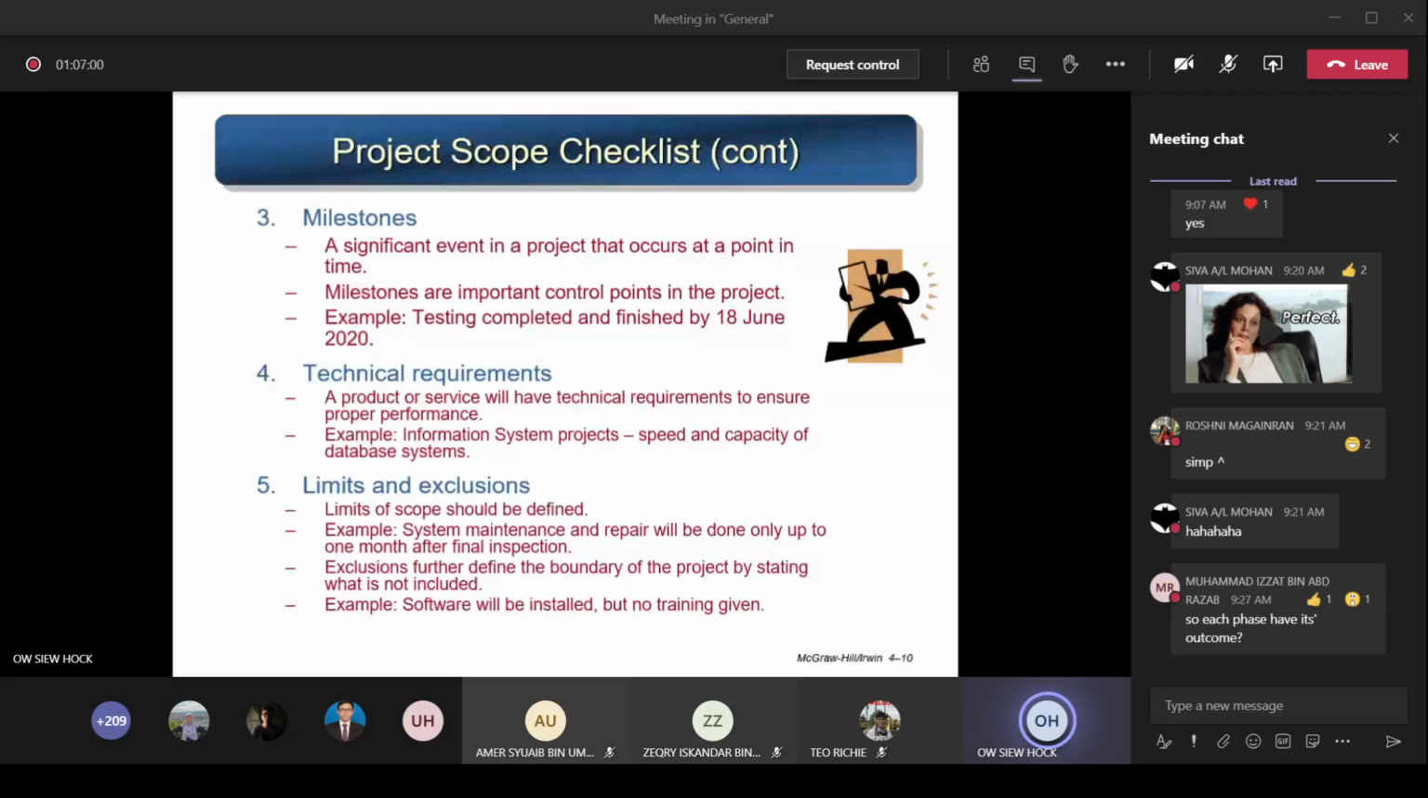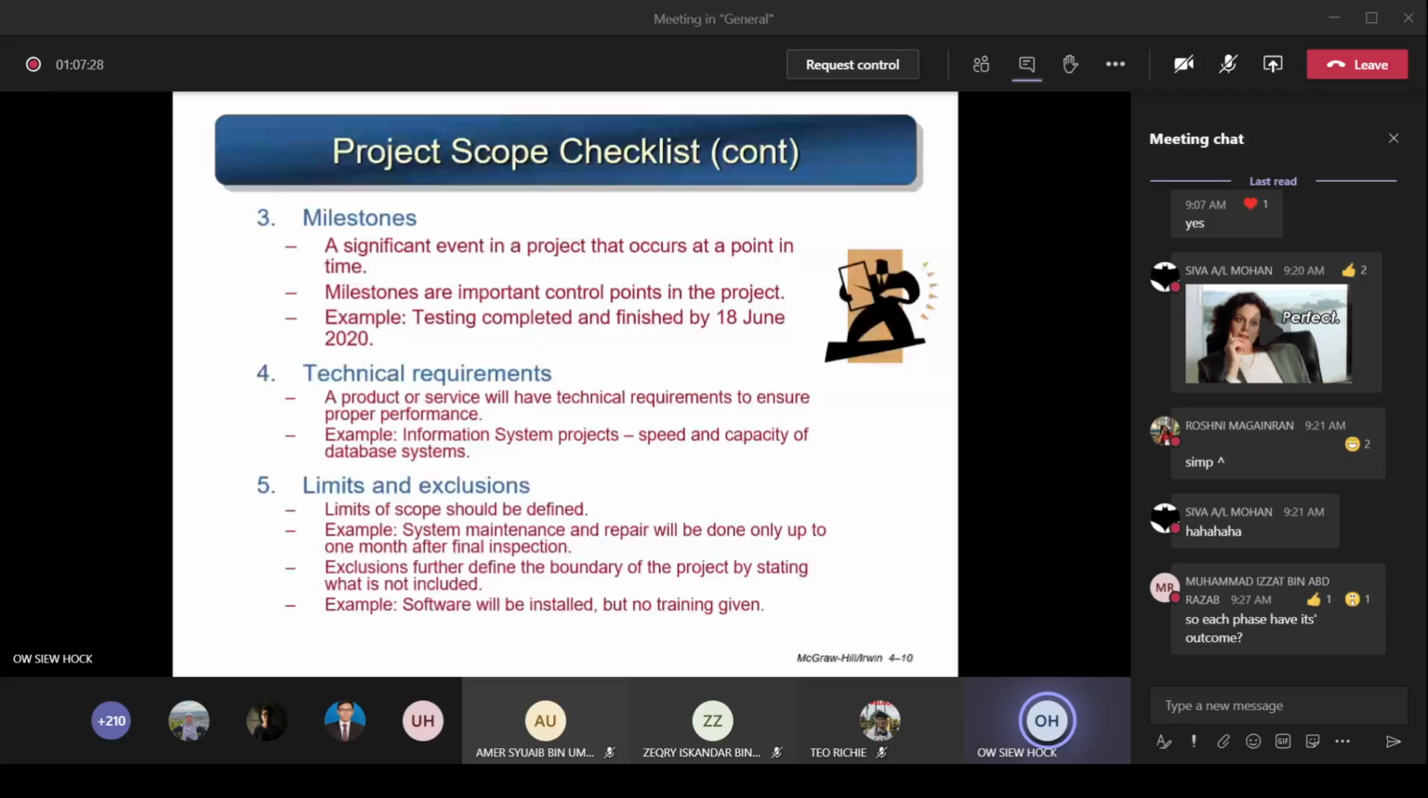So the difference with exclusions: exclusions further define the boundary of the project by stating what is not included. Exclusion means I don't give you this function, feature or service. For example, software will be installed. I do the installation for you, but no training is given. I don't provide training on how to use the system to your in-house staff or the end users. That is called an exclusion.